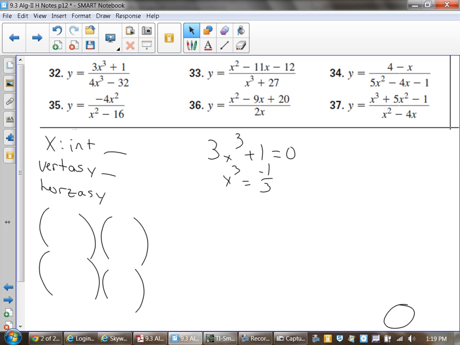How do you undo cubing? You cube root it. So x is going to equal the cube root of -1/3. Now, can I take the cube root of -1/3? I can. And why can I? It's negative and it has an odd power, or an odd nth root. So I can find that. Now, I have two of these, that's fine. Do I need to rationalize this thing?